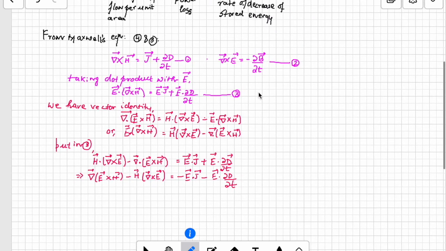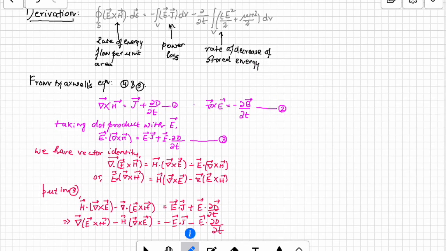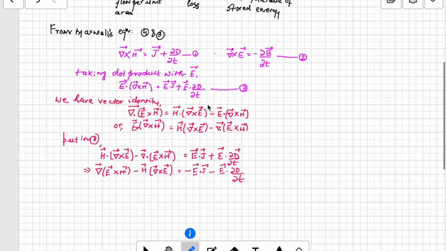Now if you compare this with what we need to find, you can see that we have this term already. Let's mark this as number 4. Now from 2, we are going to use our second equation.